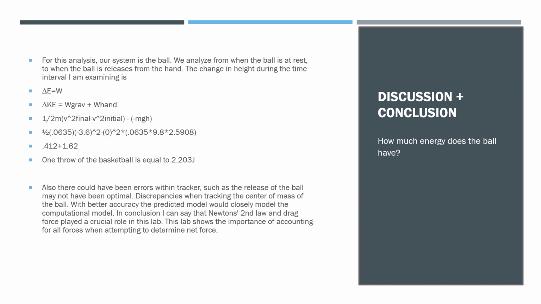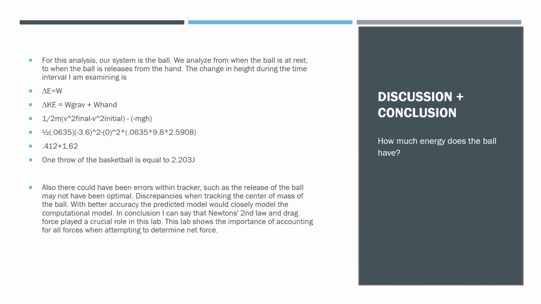To figure out the energy, I start from the energy equation delta E equals W. From there, I can expand the formula where kinetic energy is equal to the work due to gravity plus my hand. I then isolate the work of my hand and fill in the known values to find the work done by my hand, which becomes equal to 2.203 joules, meaning one throw of the basketball is equal to 2.203 joules as well.